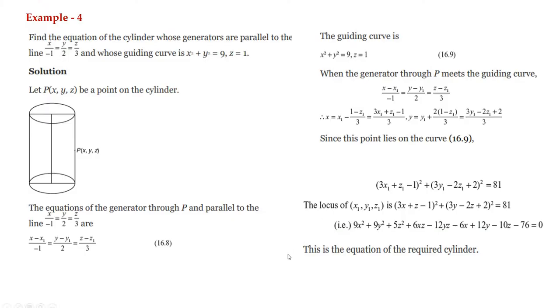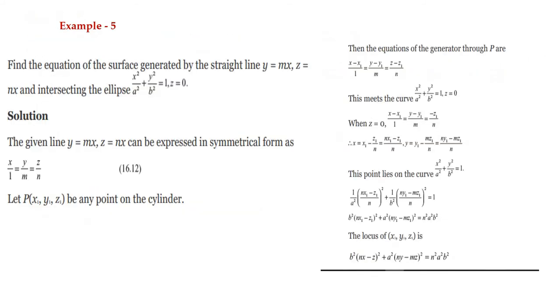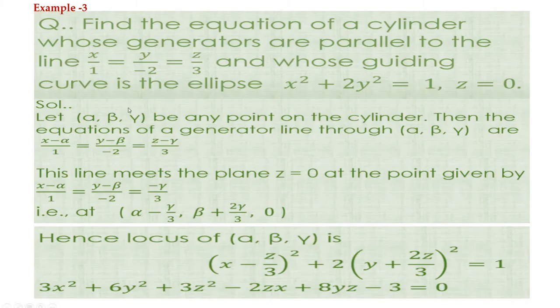So next we have example 3. Find the equation of a cylinder whose generators are parallel to this line and whose guiding curve is the ellipse. This is somewhat similar to the first example, but there z equals 3 was the equation, and here z equals 0. So the procedure is the same. We'll have to replace z by 0. There we replaced it by 3, and here you'll have to replace it by 0.